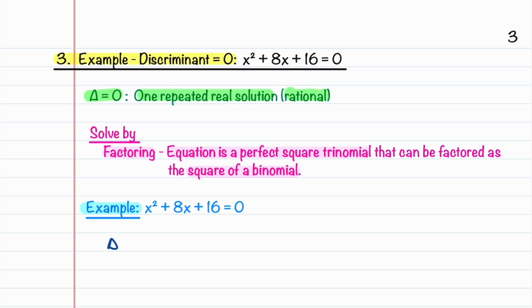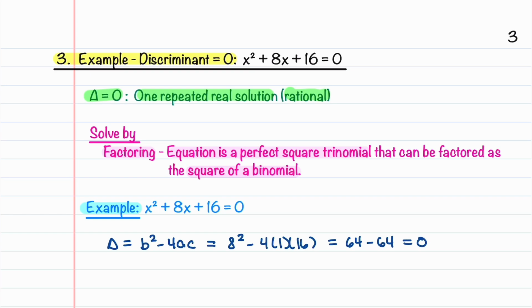Our discriminant, again, is equal to b squared minus 4ac. I know we've written that down a lot, but if you write it down every time, you'll easily memorize it. Our b is equal to 8, so we have 8 squared minus 4. Our a is 1, and then our c is 16. This is going to give us 64 minus another 64, and it's equal to 0.